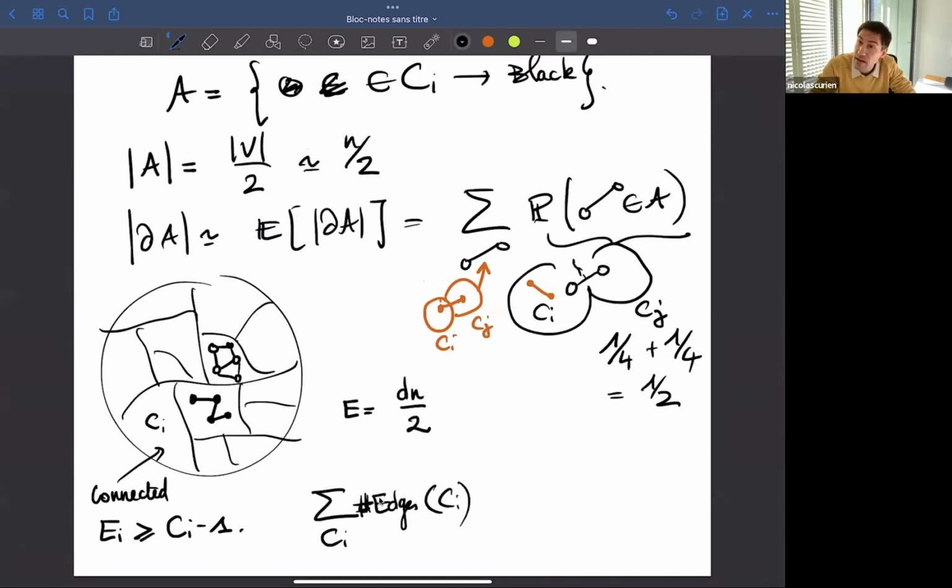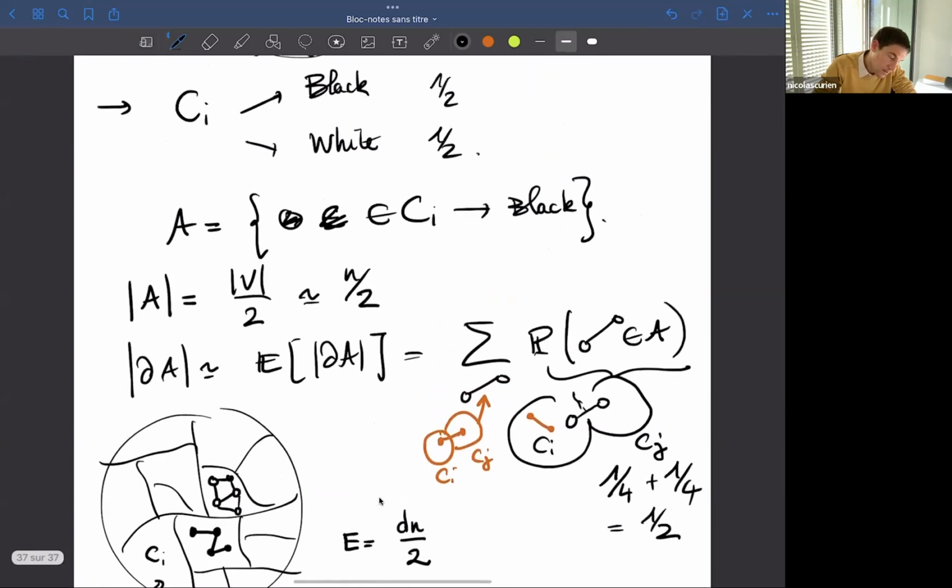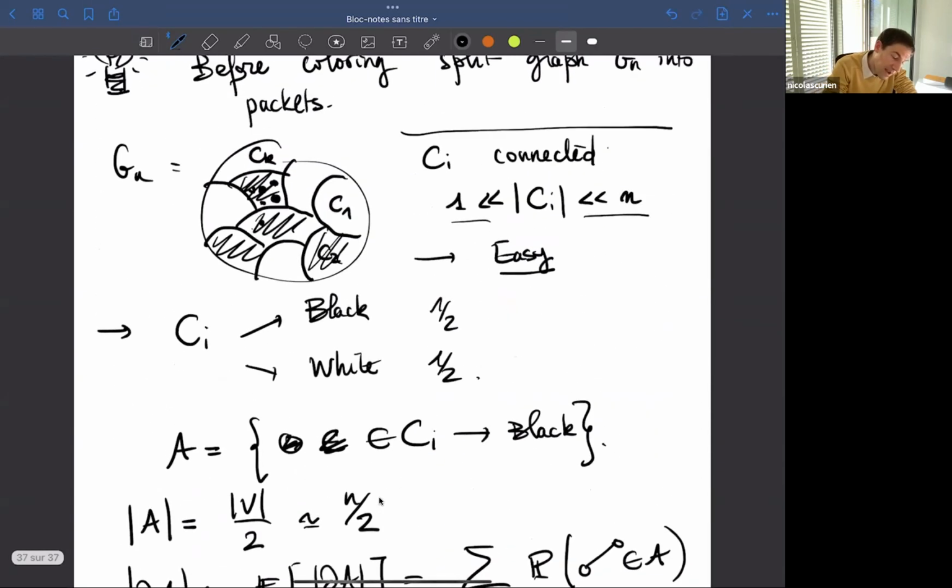And so the sum over all Ci of the number of edges of the packet Ci is larger than the sum of the size of Ci minus 1. So this is larger than n minus k, where k is the number of packets. But the number of packets, recall, I said that the packets are large, but not too small.